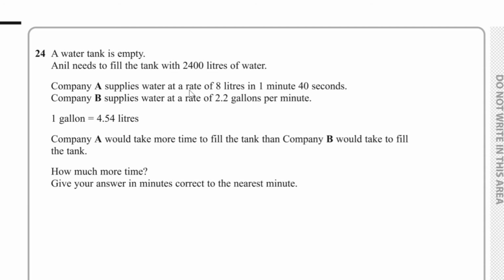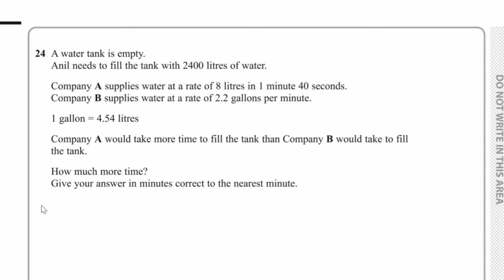Question 24. A water tank is empty. Neil needs to fill the tank with 2,400 litres of water. Company A supplies water at a rate of 8 litres in 1 minute 40 seconds. Company B supplies water at a rate of 2.2 gallons per minute. 1 gallon is 4.54 litres. Company A would take more time to fill the tank than Company B would take to fill the tank. How much more time? Give your answer in minutes, correct to the nearest minute.